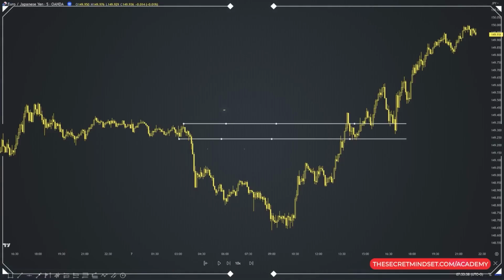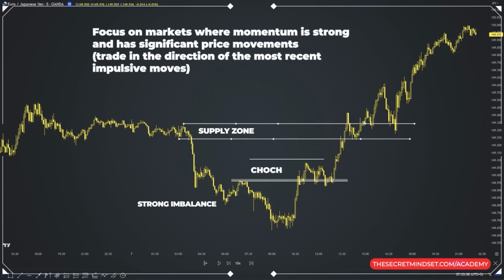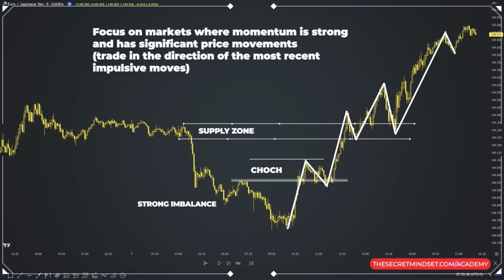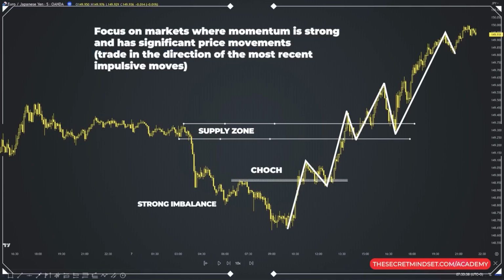That's why understanding the context of the market you're trading in can have a big impact on your results. Focus on markets where momentum is strong and has significant price movements, the impulses we've talked about before. These markets tend to offer better trading opportunities. And the reason we moved to a lower time frame was to find other factors of confluence.